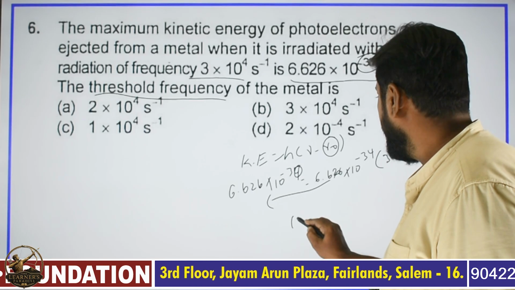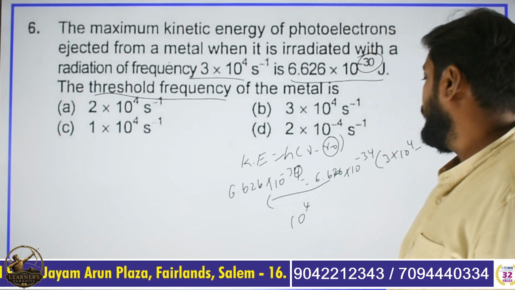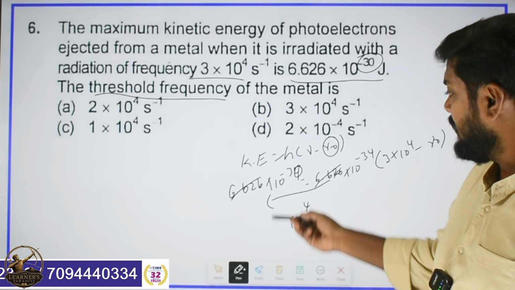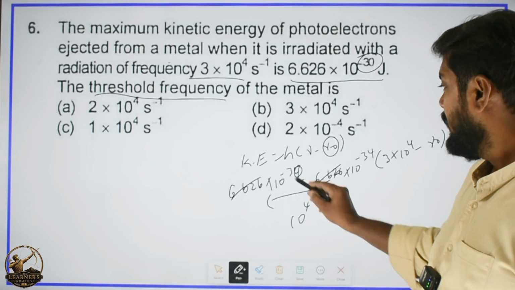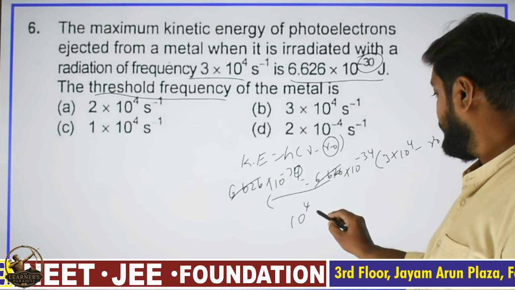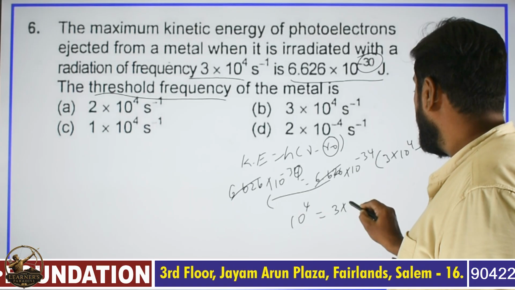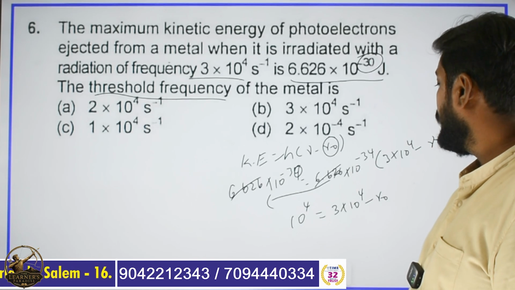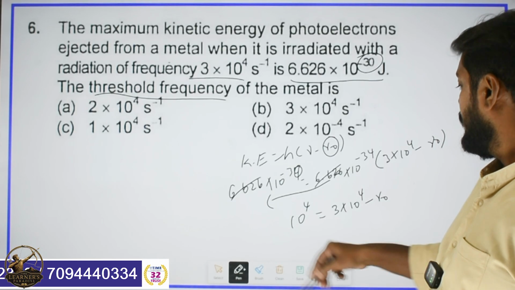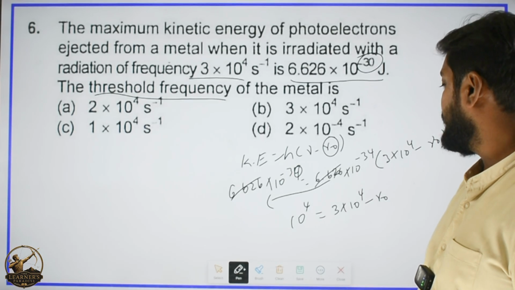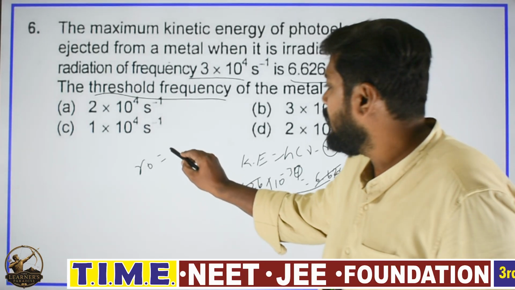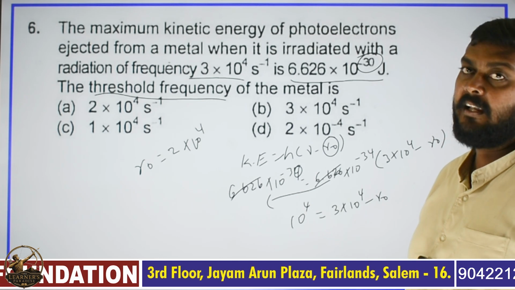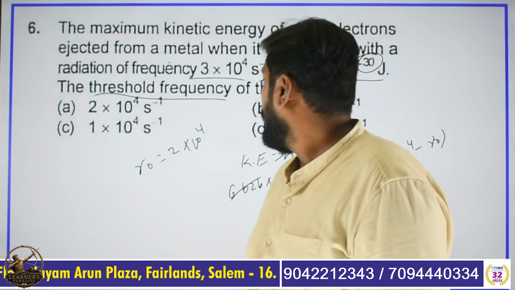If you cut this, you will get 10 power 4, right? Minus 34 comes here, 6.626 cancels with 6.626, minus 34 in the numerator becomes plus 34, minus 30 plus 34 will be plus 4, which is equal to 3 into 10 to the power 4 minus nu naught. Right? Okay, so we have to calculate nu naught. Bringing this to LHS and solving, nu naught, that is the threshold frequency, will be equal to 10 to the power 2 into 10 to the power 4 second inverse. That is your option A.